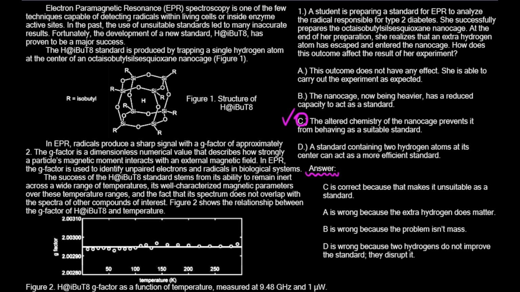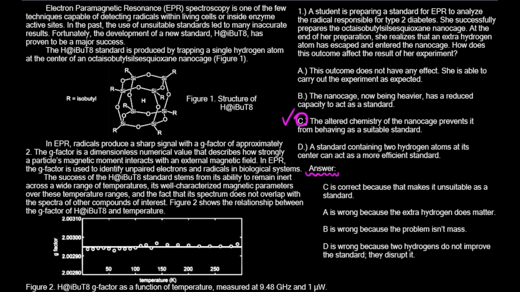If you picked answer choice C, you are correct. Let's see why. You should know that when the MCAT presents a student's experimental work, in most cases something can go wrong in one or more parts of the experiment. So always be on the lookout for that. Now, what is this question really asking us? It's asking what happens to the effectiveness of the standard if 2 hydrogen atoms are placed inside the nanocage instead of only one.